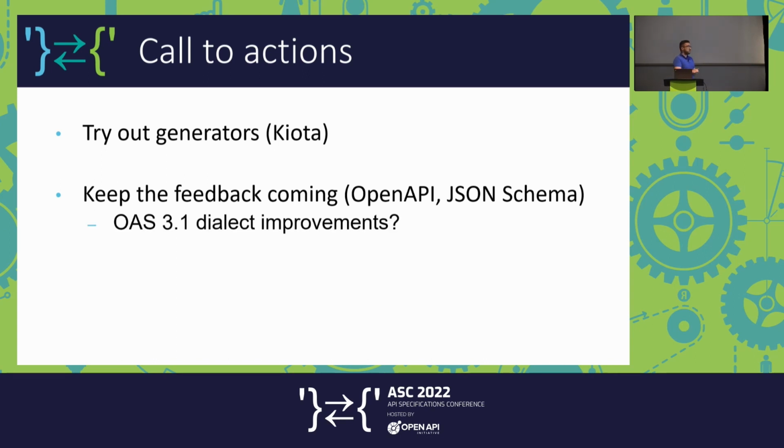Maybe one of the solutions here is that we improve the OpenAPI specification dialect that lives in JSON schema to kind of patch those cases and add the data structures that I was alluding to.